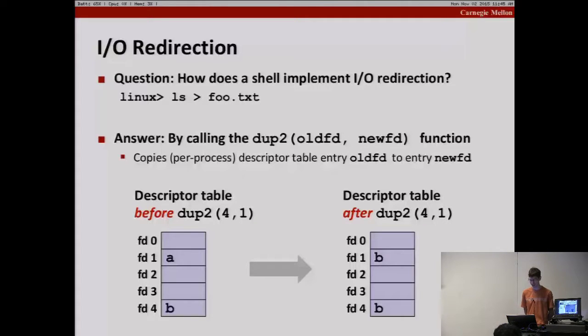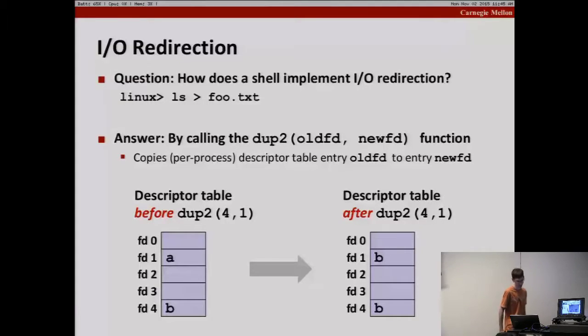Dup2 takes two file descriptors, an old file descriptor and a new file descriptor, and it takes the entry for old file descriptor and sets it to be equal to the entry for new file descriptor, which I personally think is kind of backwards, because you end up with two copies of old file descriptor and no copies of new file descriptor. But that's the way it's named, and if you look at all of the man pages, they're going to have the same old and then new.